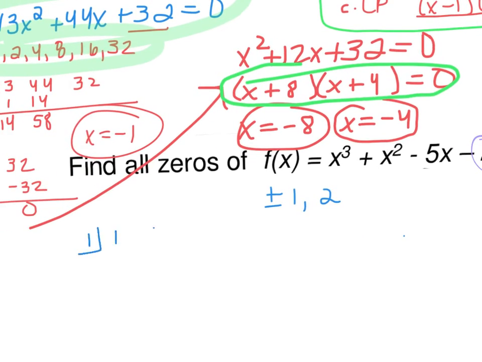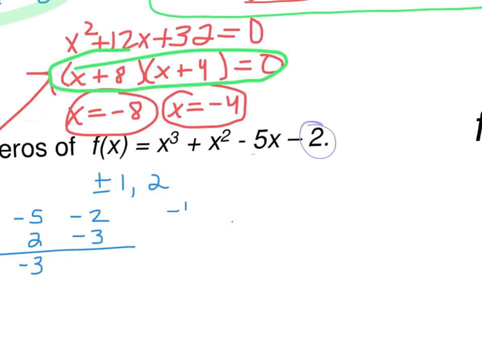I'm going to say 1, 1, -5, -2. Bring down the 1. 1 times 1 is 1. 1 plus 1 is 2. 2 times 1 is 2. Negative 5 and 2 is negative 3. Negative 3, is this going to give me 0? Okay, let's go to negative 1.